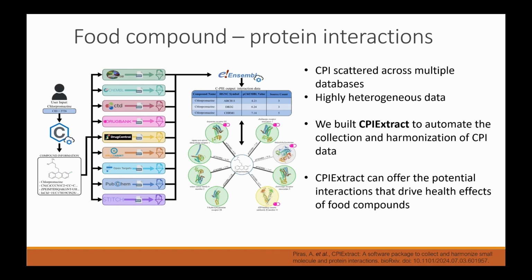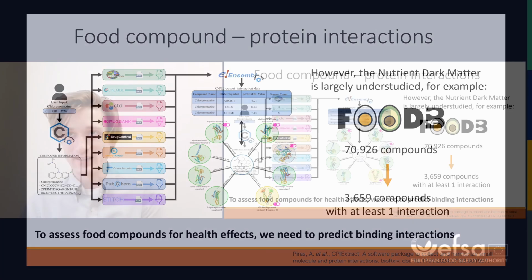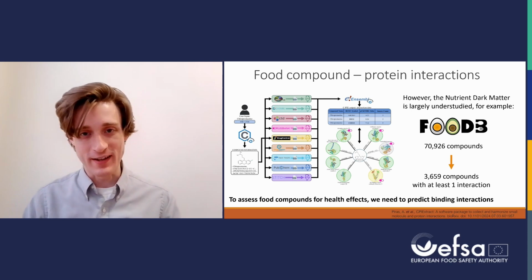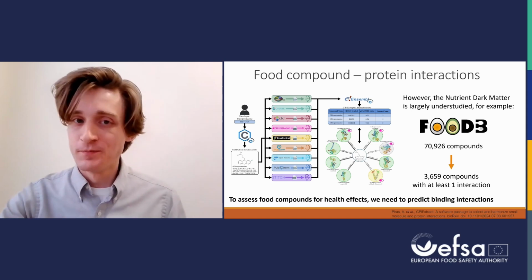Now, when we use this on food compounds, what we see is that the nutrient dark matter is largely understudied. For example, here, if we just take FoodDB compounds, the almost 71,000 compounds that are in FoodDB, and run it through our pipeline, only 3,600 of them do we find at least one interaction within these data sets, saying that if we want to apply or find health effects for these compounds, we need to apply some sort of AI prediction algorithms to extend health effects beyond what is already known.